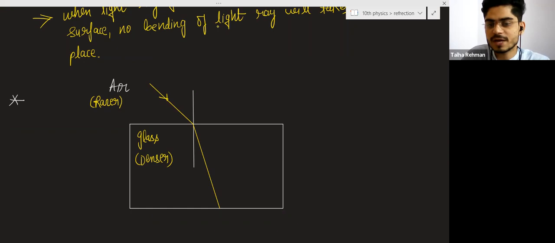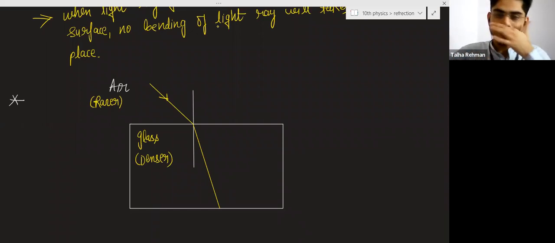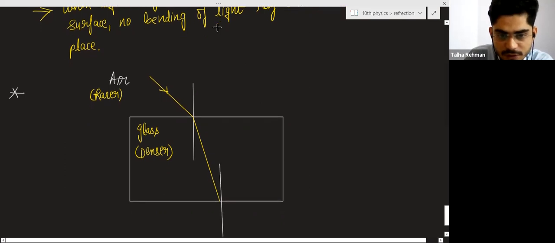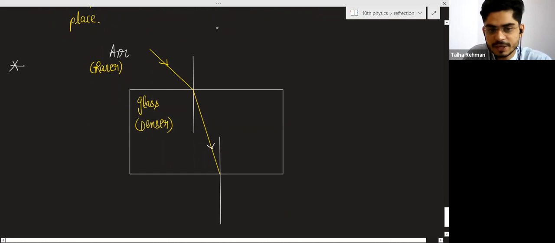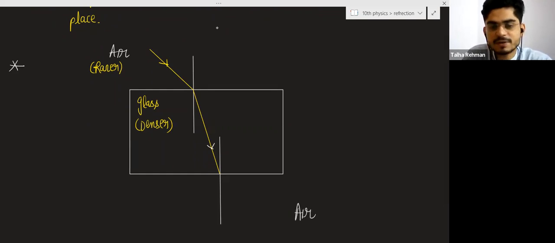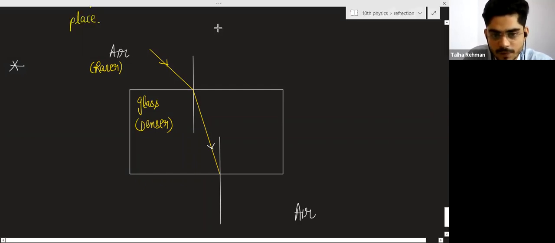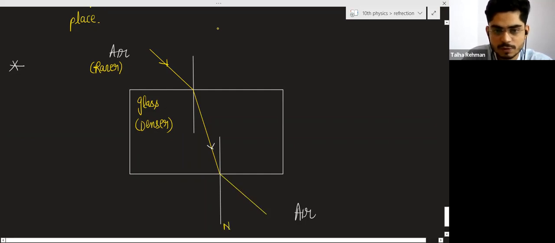This is the upper surface of the glass slab, and when the ray goes through, it will strike the lowermost surface, and the light ray will emerge from this surface. So you should draw a perpendicular, meaning a normal, to this surface. Right now this ray is in the denser medium, and here is air again. When light travels from denser to rarer, it will move away from the normal. This is the normal.